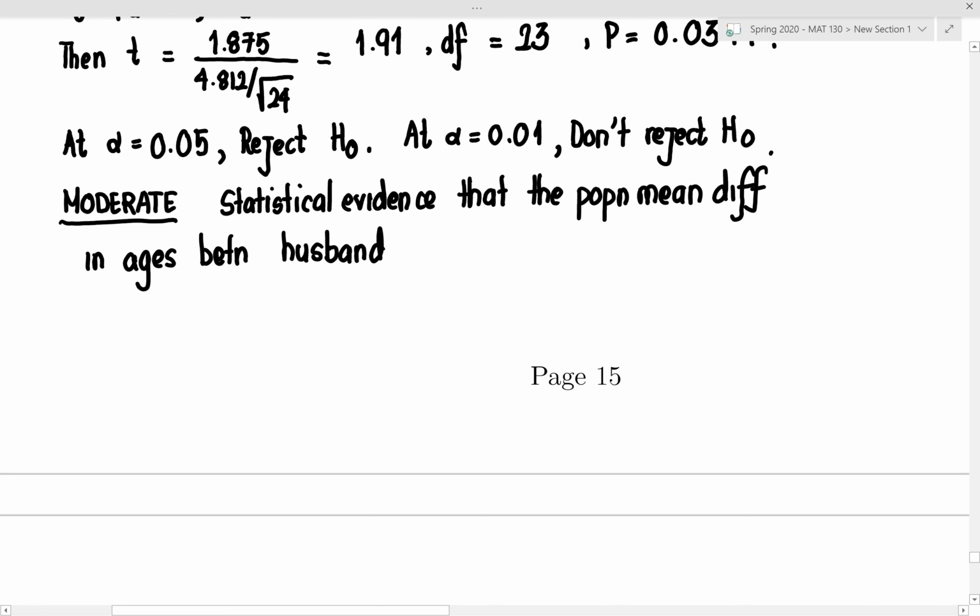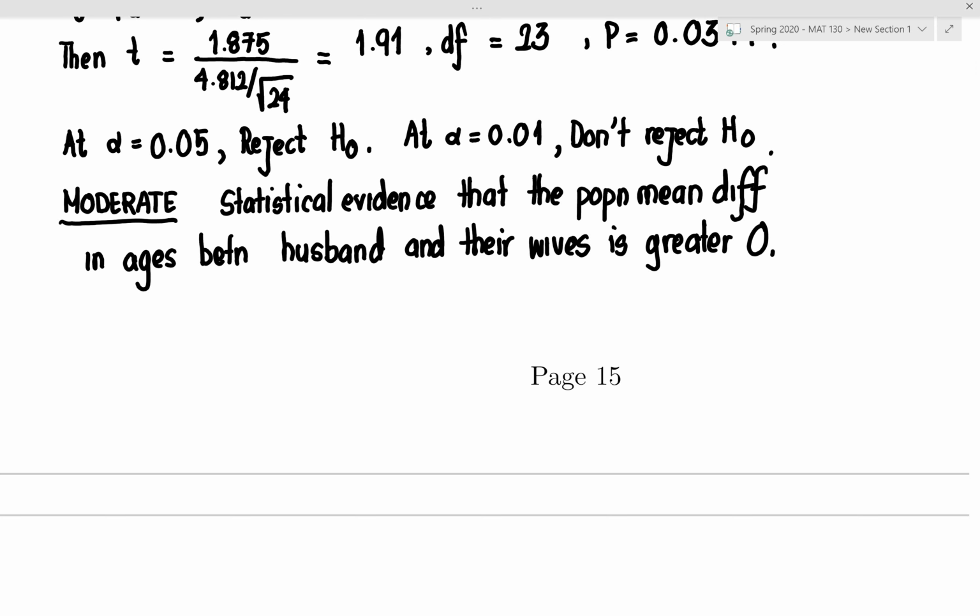So at 0.05 we were able to reject H0 in favor of HA. At the 0.05 significance level we were able to say that the age of the husband exceeds the age of the wife, but at significance level 0.01 we were unable to say that the husbands tended to be older than their wives. So that's what we're going to call moderate statistical evidence.